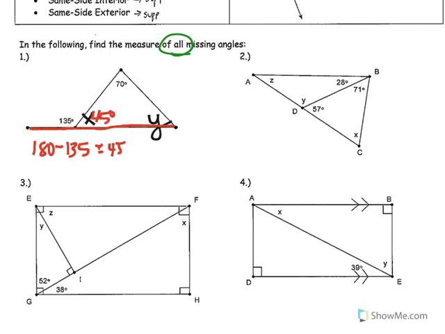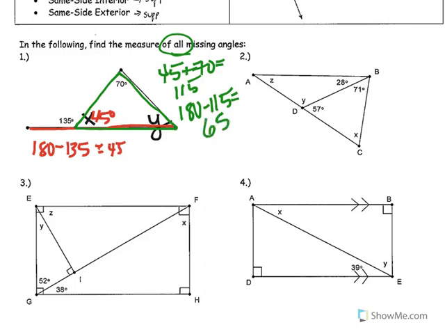Now, how does that help me? Because now when I look at the triangle again, I know 2 of the angles, 45 and 70, and I can do 45 plus 70. That gets me 135. Oh, excuse me, that was wrong. 115. And then do 180 minus 115, and that gets me 65. All three angles had to add up to 180, and so my last angle is 65.